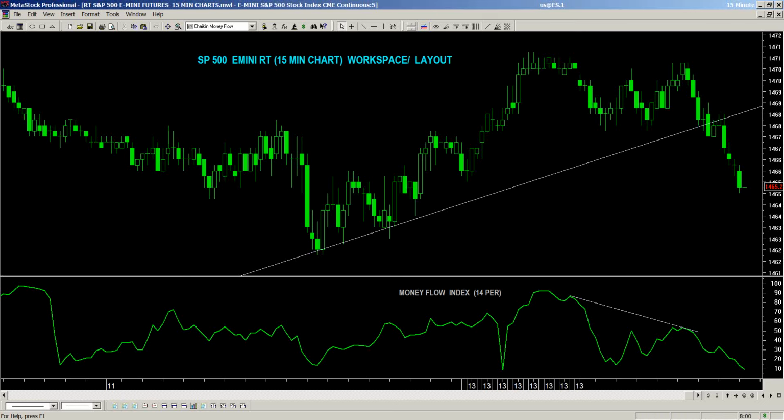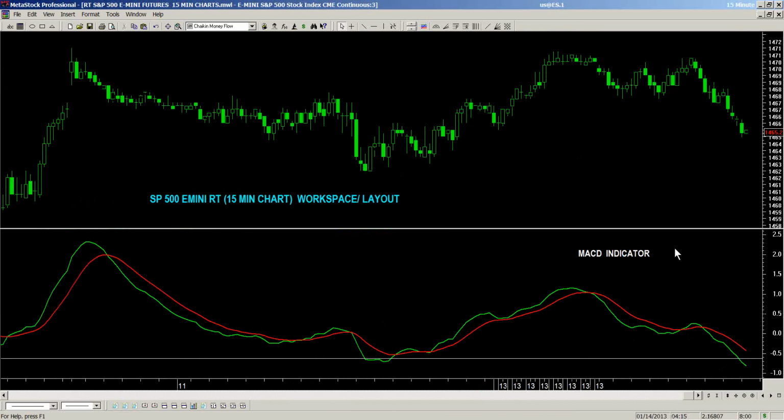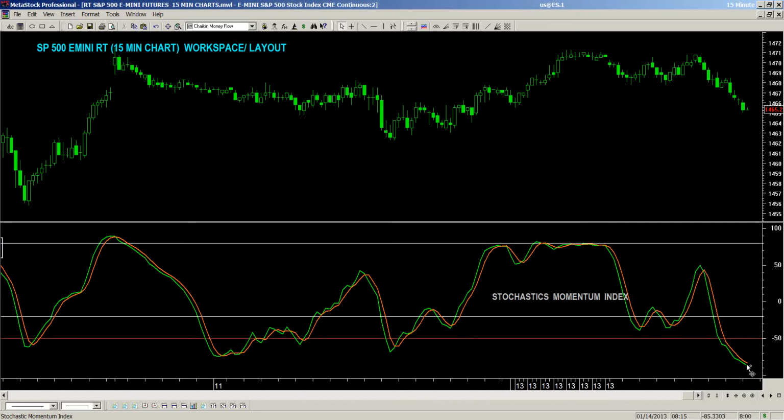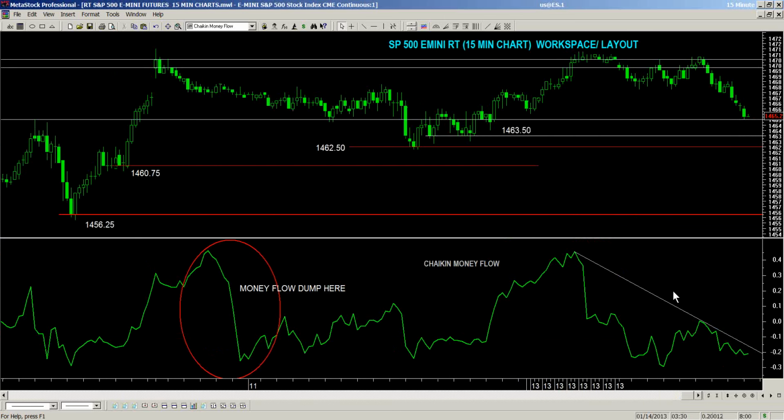Okay, we are now in the 8 a.m. Eastern Standard Time bar. Again, money flow index is still to the downside. Stochastic is just starting to flatten out here. The Chaikin money flow trend line that I drew here, that I broadcasted out into the future, has not been violated yet.